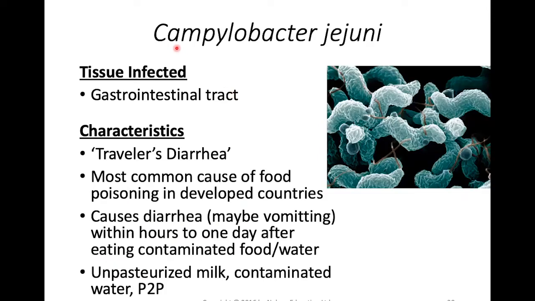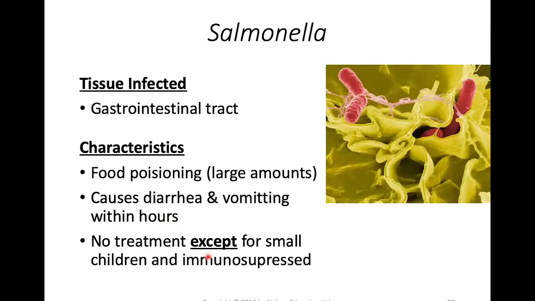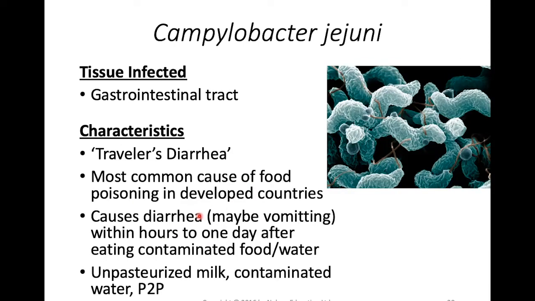The most common cause of traveler's diarrhea is Campylobacter jejuni. Jejuni refers to the second portion of the small intestine, which is where it would typically have its impact. Typically, you're going to see signs of diarrhea, maybe vomiting, within hours to 1 day after eating contaminated food. With salmonella, you're going to experience diarrhea and vomiting within hours, so a relatively quick response, whereas with a Campylobacter jejuni infection, individuals may see it even up to 1 day afterwards.